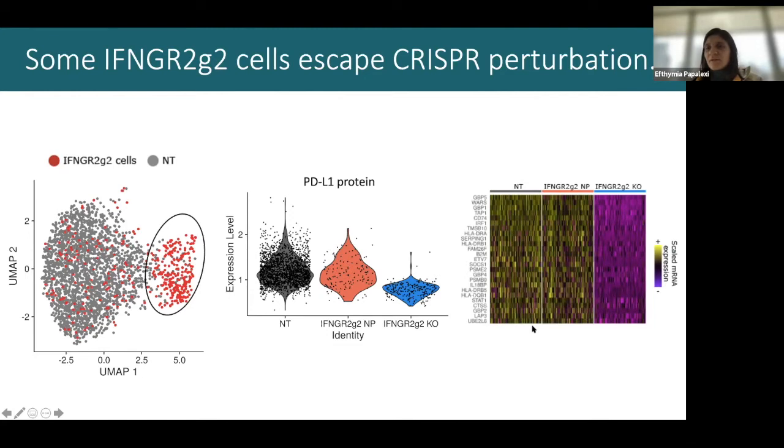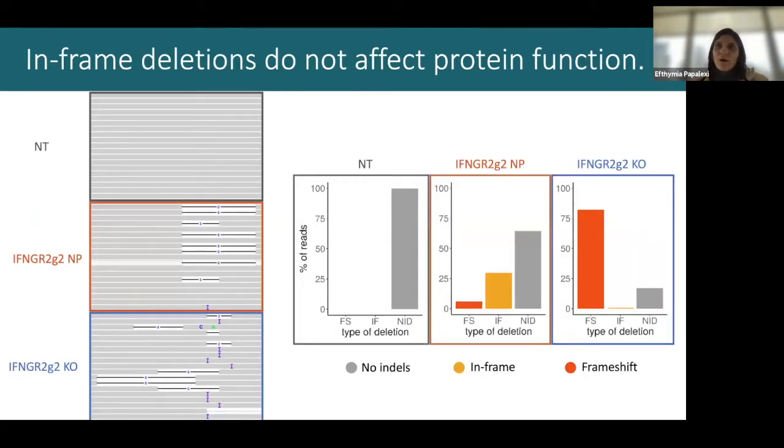Moreover, if you look at the transcriptome of these cells, you'll see that only the knockout cells have a true downregulation of all the interferon gamma signaling pathway genes. And the non-perturbed cells upregulate these genes the same way the non-targeting cells do. Okay, so why do we think these cells are perturbed or non-perturbed?